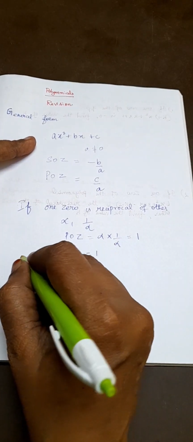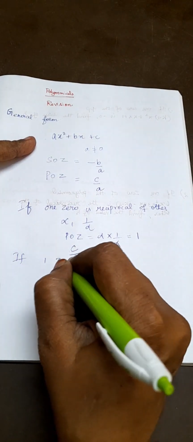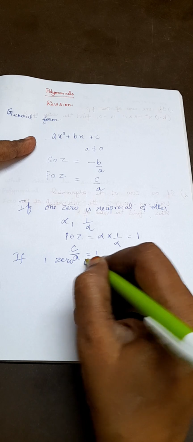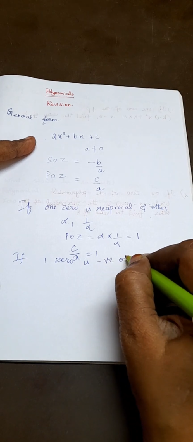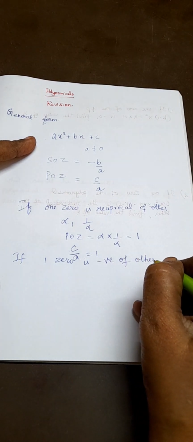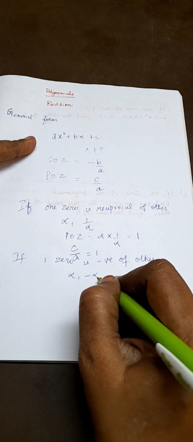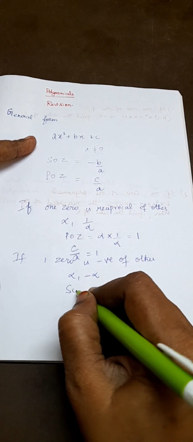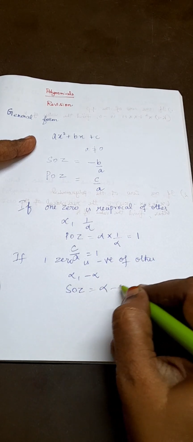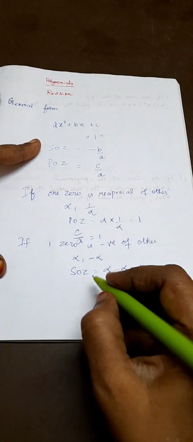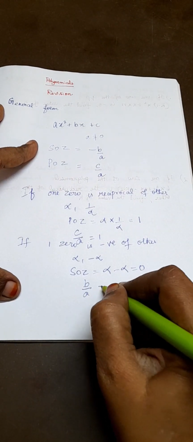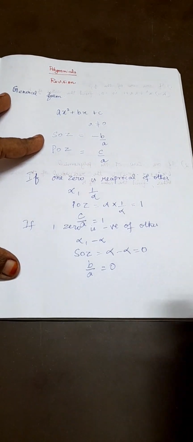If one zero is negative of the other, that means what will happen? Alpha and minus alpha. That means the sum of zeros, that is alpha minus alpha, equal to 0, right? So minus b by a equal to 0. Okay, you understand these concepts.